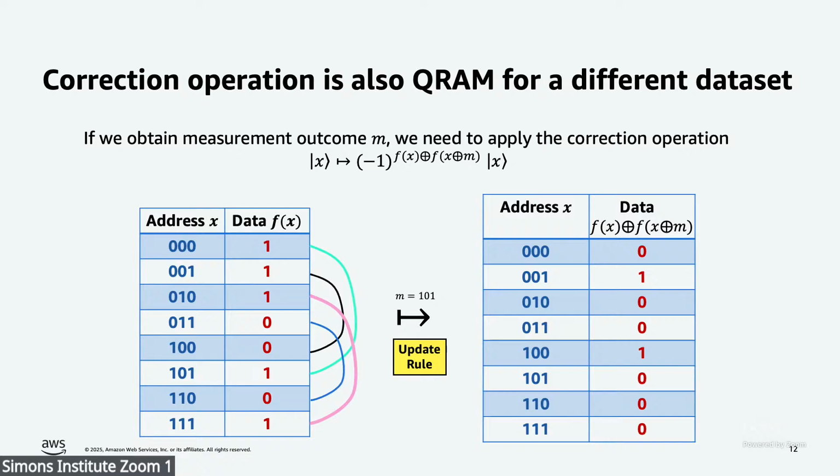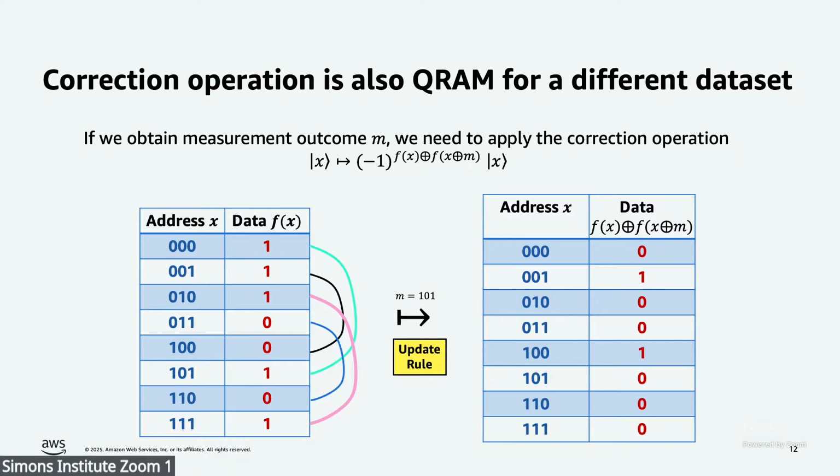And you can see here it's a pretty simple update rule where, based on the measurement outcome m, we pair up different entries of the data table and update it in this simple way. So in some sense it's simple. In another sense it's very complex because we have to touch every entry of the database. So we have to spend a classical complexity that scales linearly in the size of the database rather than in the number of address bits.